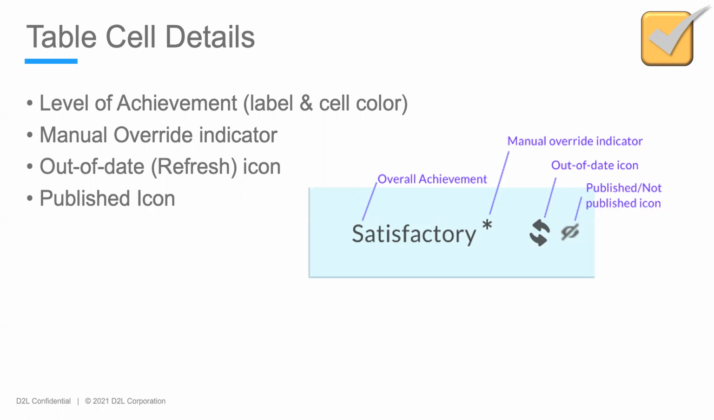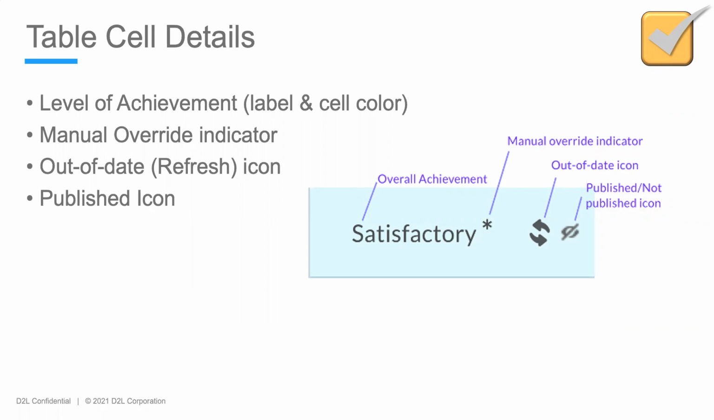The circle icon, or kind of the arrows pointing in a circle, that is the out of date or refresh icon. So what that means is that this item was manually overridden. And then after the manual override, we kind of froze that or took a snapshot of it and captured it in time. But then there's additional submissions or additional evaluations that have happened since then. Normally, we would recalculate this every time there's a new submission. So every time the student submits something and you evaluate it, we would recalculate that overall level of achievement. However, when there's a manual override, we kind of freeze it in time, so we don't automatically update it, but we display that out of date icon instead, indicating that you as the teacher need to go in and reevaluate.